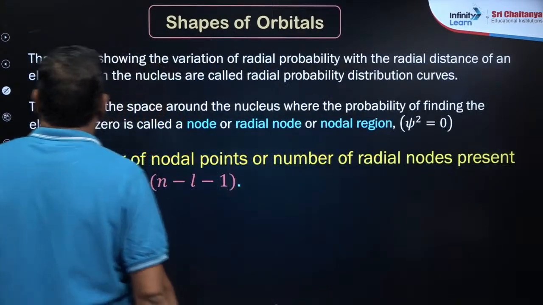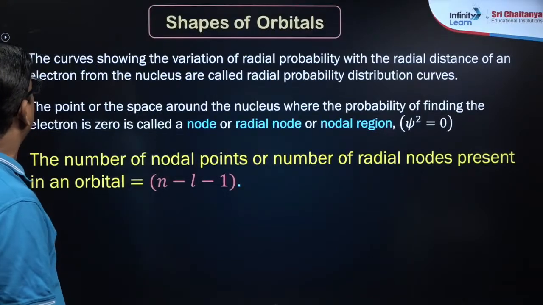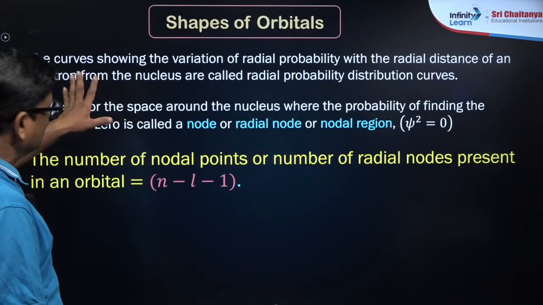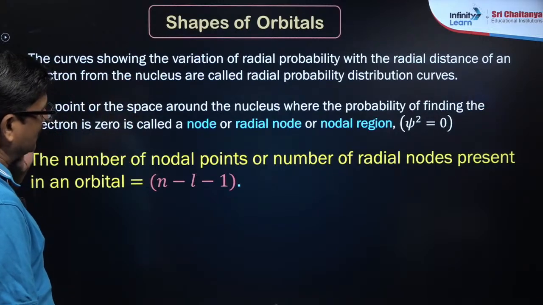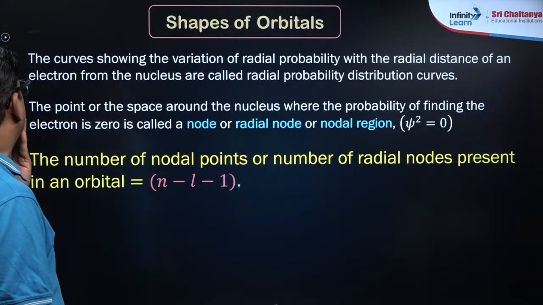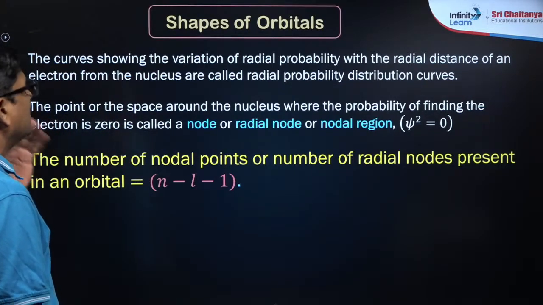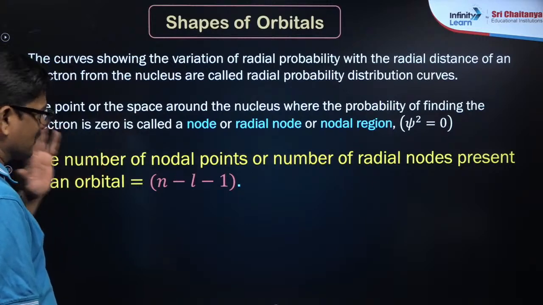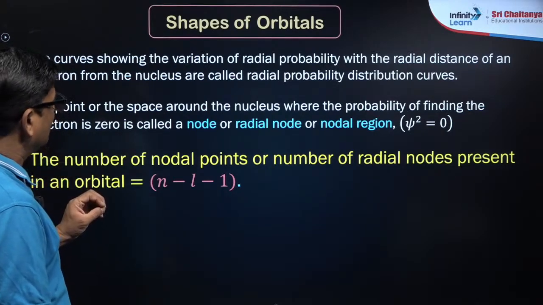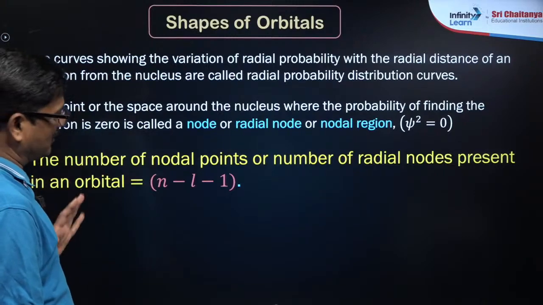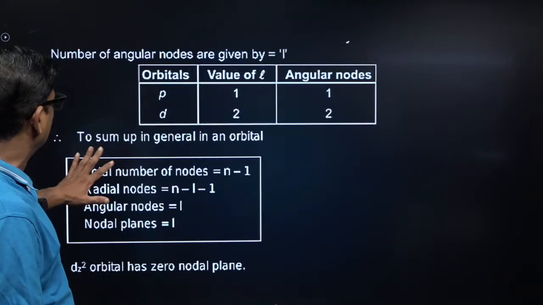And the curves showing radial probability shapes of orbitals. Okay, the curves showing the variation of radial probability with the radial distance of an electron from the nucleus are called radial probability distribution curves. So in that, if you see various probability curves, I'll come back to these slides once again.